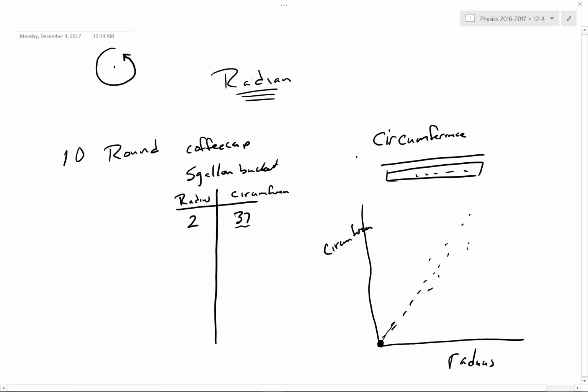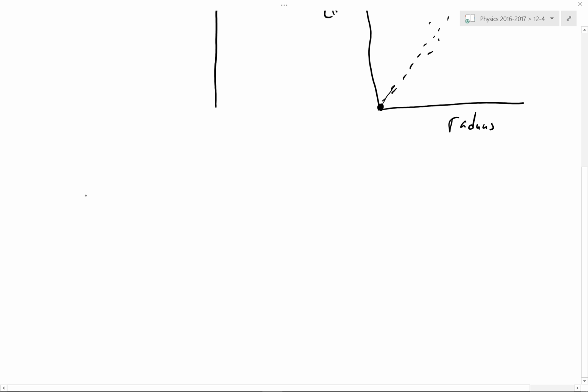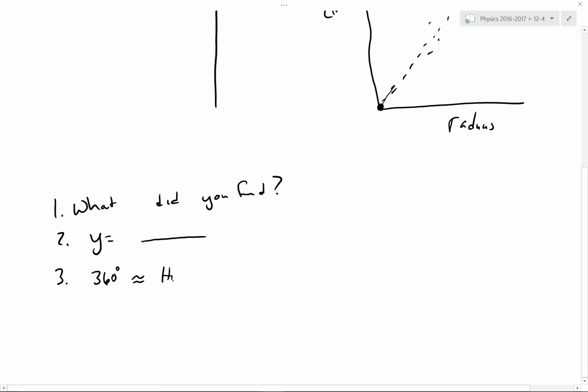When it's all said and done, here is the question I want you to answer for yourselves. Number 1, what did you find? Number 2, what is your equation? Y equals blah. Number 3, 360 degrees is how many radians? You decide that based on what you discovered in your little lab here.